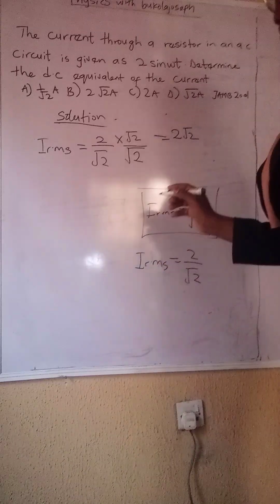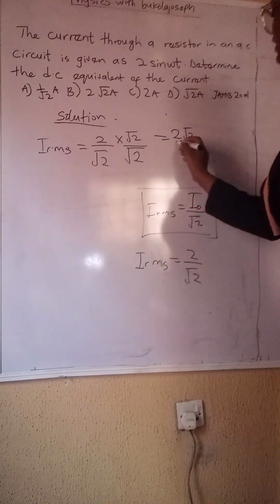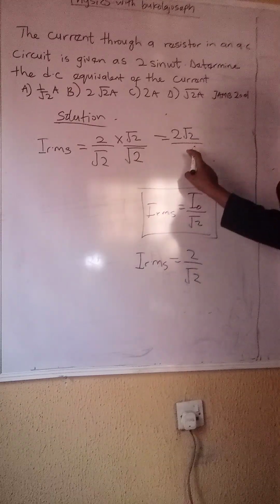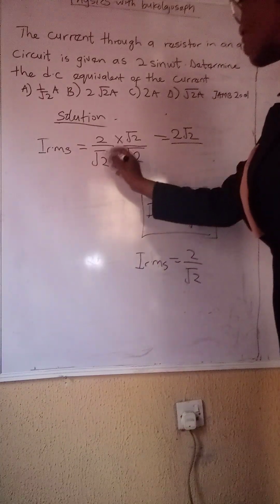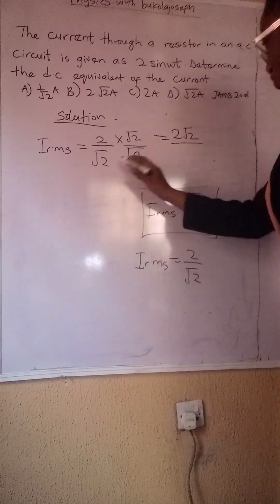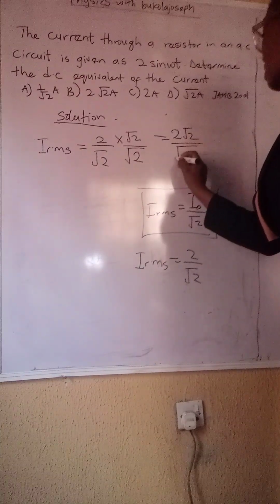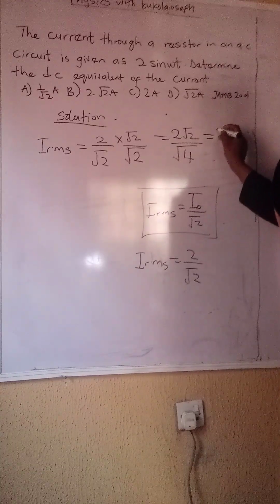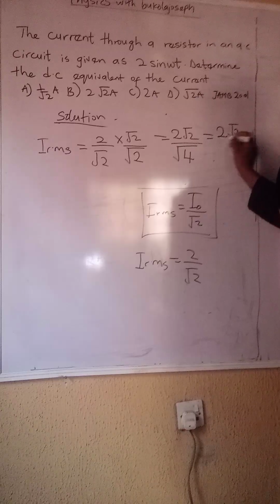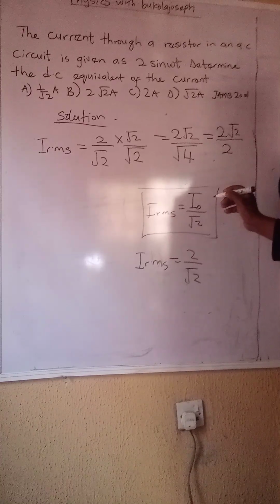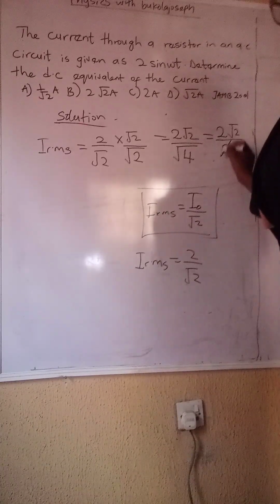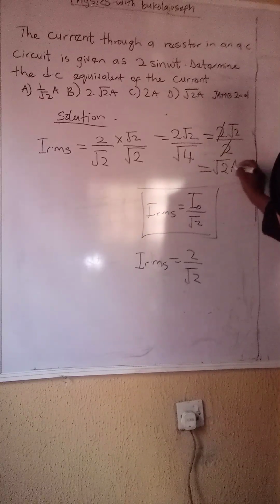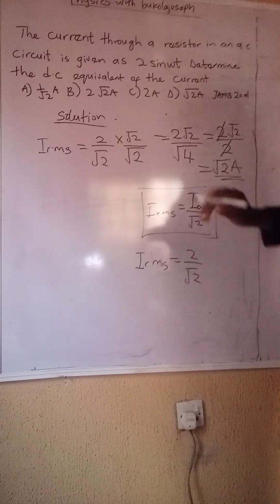Are you here with me? Then root 2 times root 2 will give us root 4. Or you can just say this cancels this and then you pick out 2. But let's just do it the easiest way, the same thing as 2 times this, we have root 4. So if we simplify, we have 2 root 2 all over 2. Are you following? So 2 will cancel 2 and then we are left with root 2. So our answer is root 2 ampere.